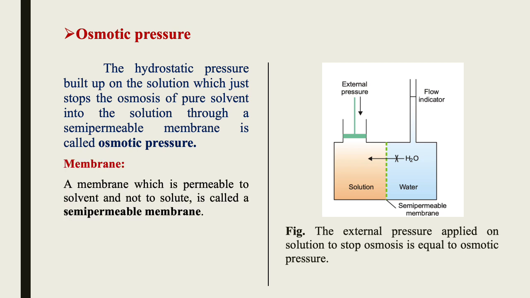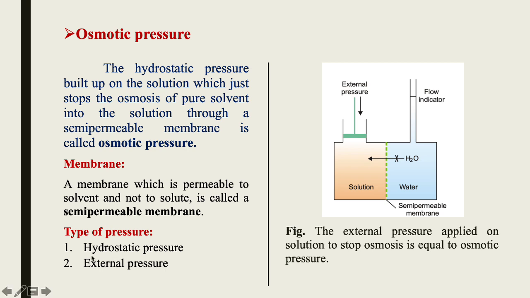So here again, membrane means a membrane which is permeable only to the solvent molecule and not to the solute molecule. We call it a semi-permeable membrane. And what are the types of pressures? The first type is hydrostatic pressure and another type is external pressure. So these two examples we have. This is the example of external pressure which is given from outside the solution.